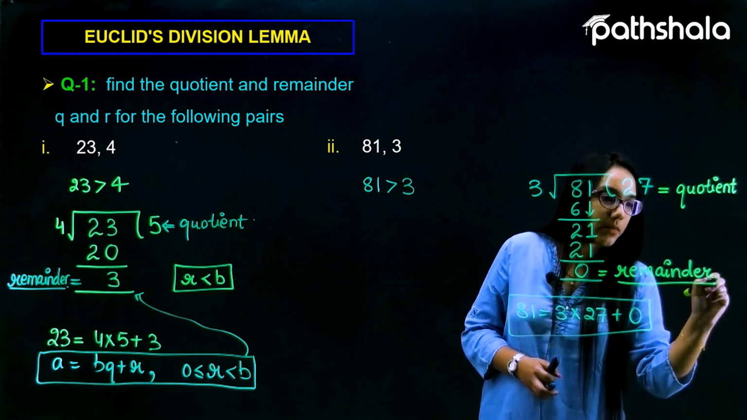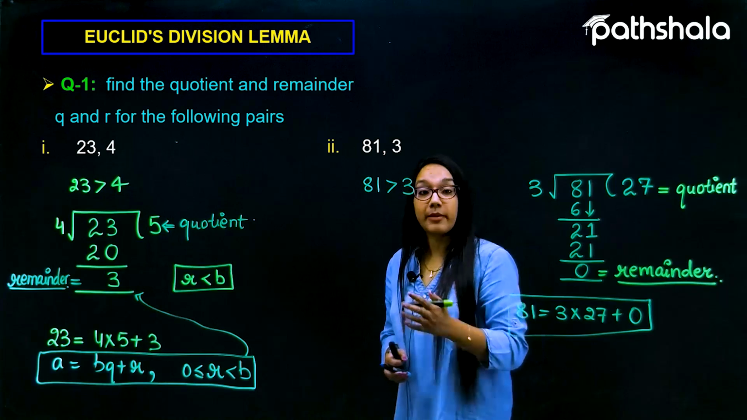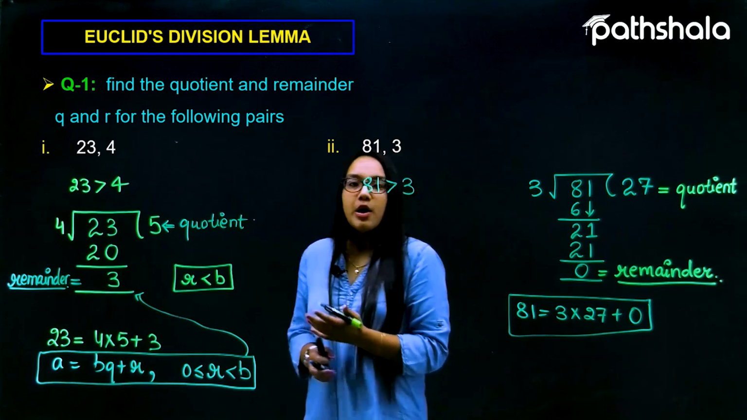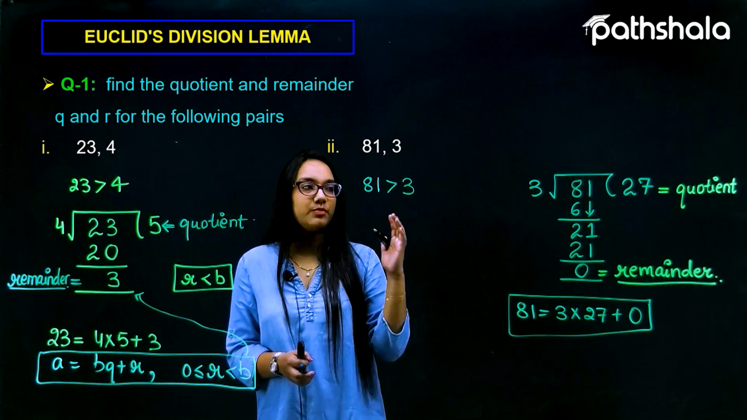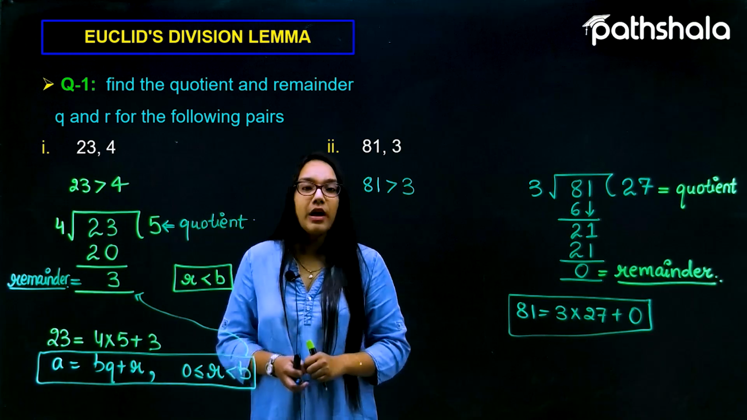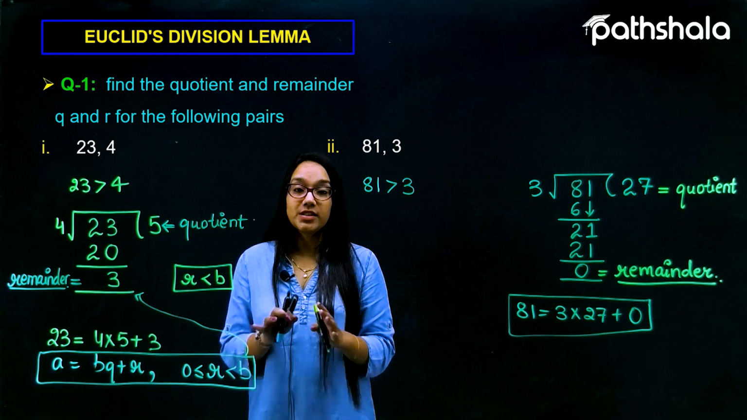So this is all about the Euclid division lemma. Using the Euclid division lemma we can find the quotient and the remainder using this division method. I hope question number 1 is all clear to you.